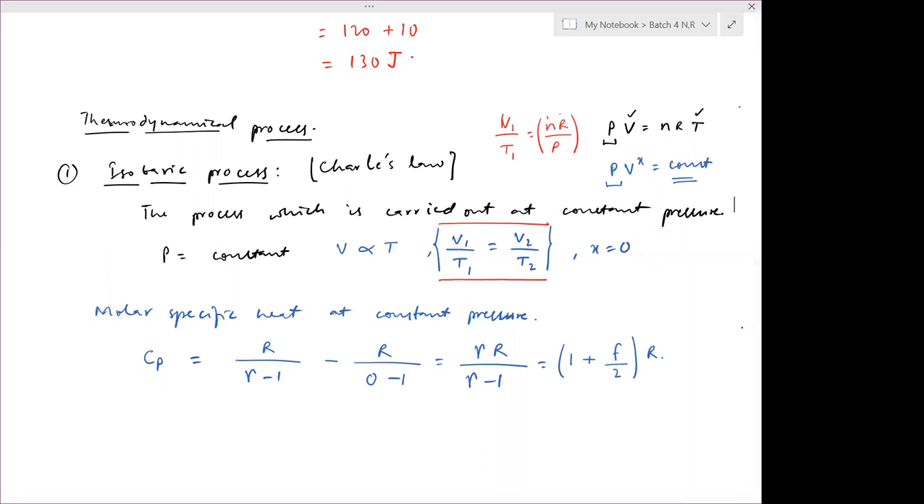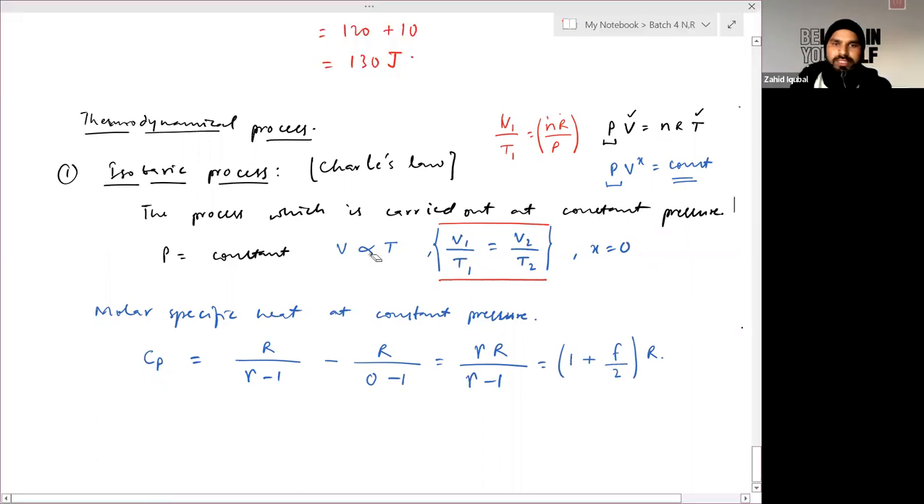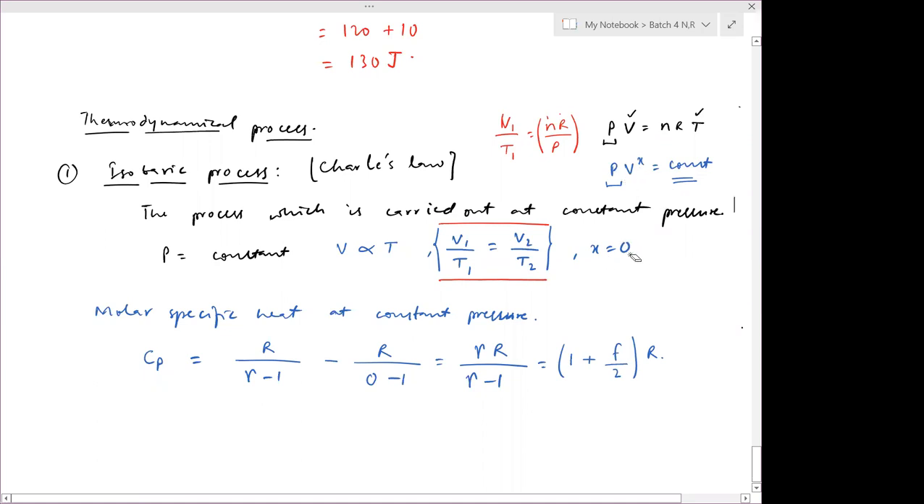Yes, sir. But why is x 0? Now I have just compared this relation with the generalized equation to get the molar specific heat. The general equation of state for any process is PV to the power x equals constant. So if you have to get P to be constant, this particular term must vanish. So what should be the value of x for which this term will get cancelled out? 0. So you'll say x must be 0.